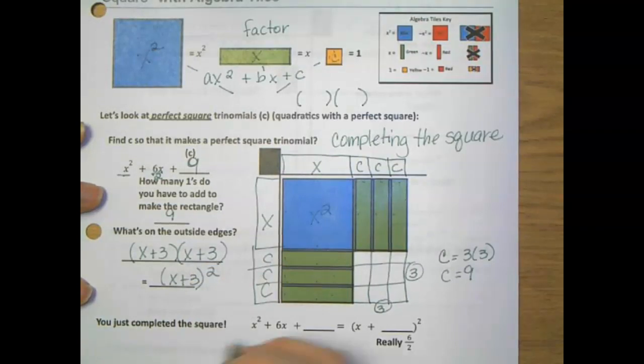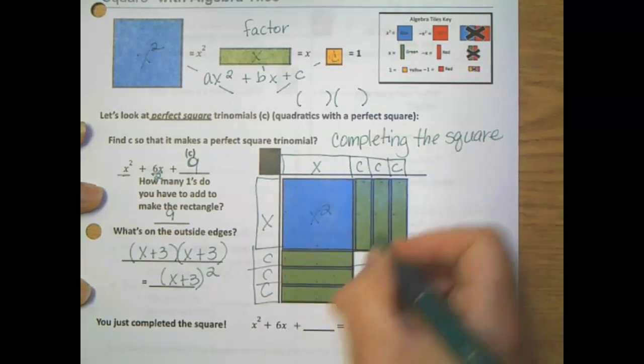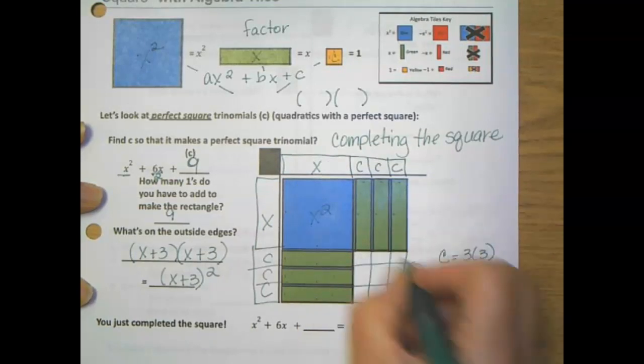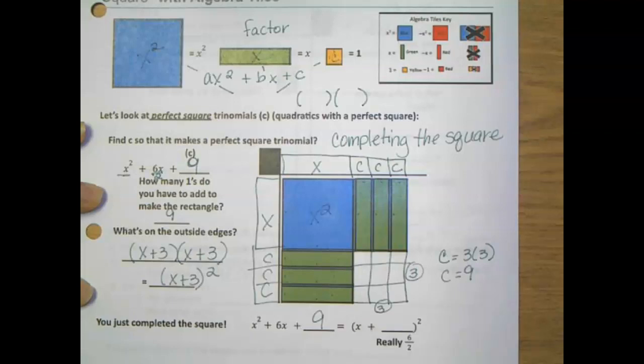So let's go over that again. So what we did is we set up this little table. We had to divide the x's equally to make a square, and we found out how many we needed to fill in here, which was 9. Our solution was x plus 3 squared, and that's where these two things come from. And it really talks about how that is just the 6 divided by 2.